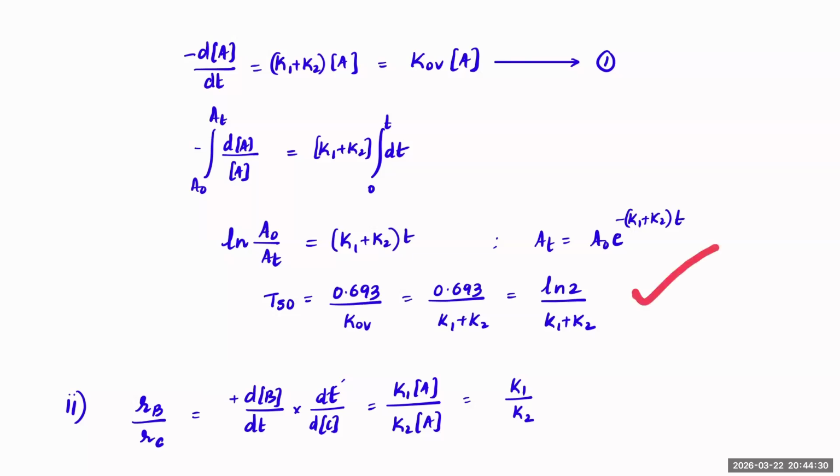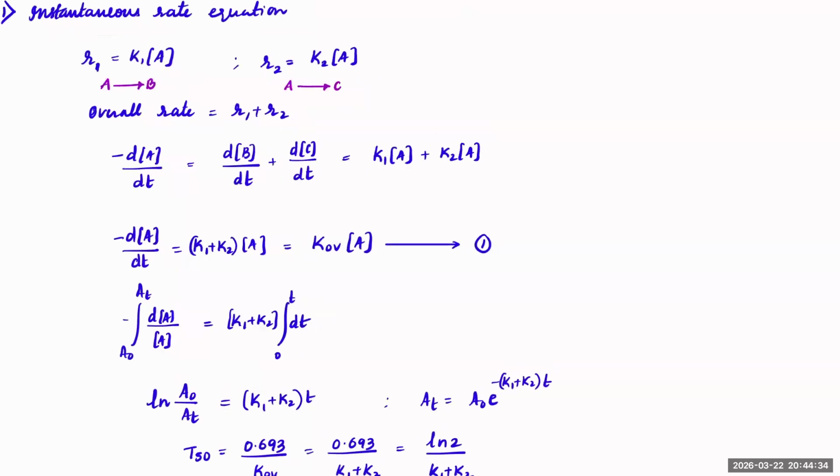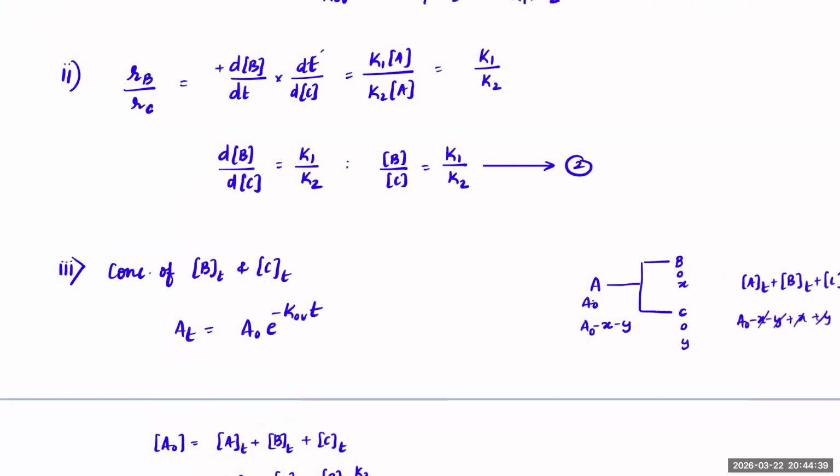Now, up to this, anything with respect to A is very simple because it's just a first order kinetics. There is not much of a difficulty there. But notice, what if you have rate comparison of B and C, rate of B by rate of C. That is dB by dt by dC by dt. You cancel dt and dt. That will be equal to K1 into A by K2 into A. A will get cancelled, which is equal to K1 by K2. So basically dB by dt by dC by dt is equal to K1 by K2.